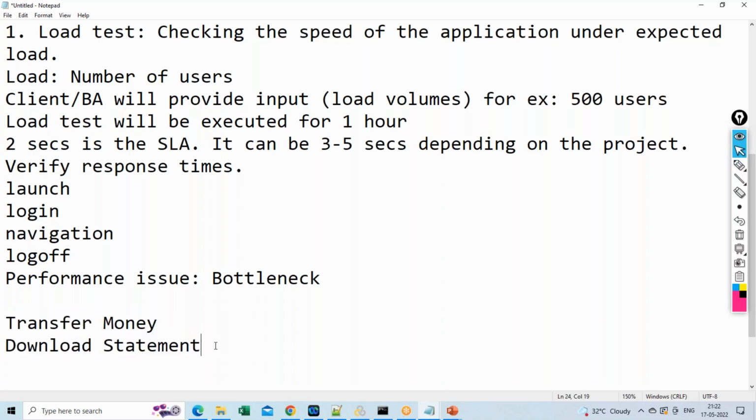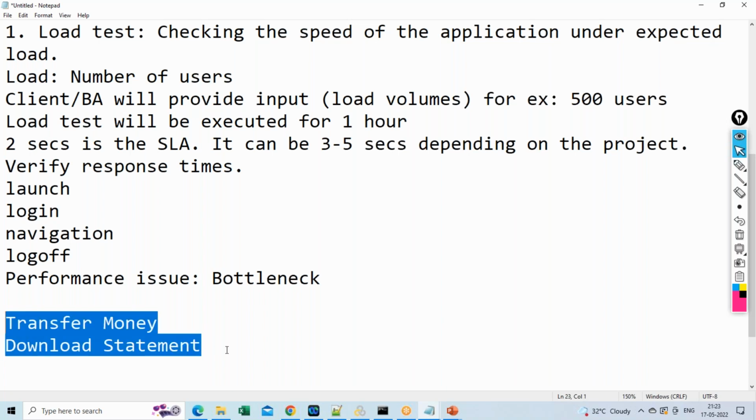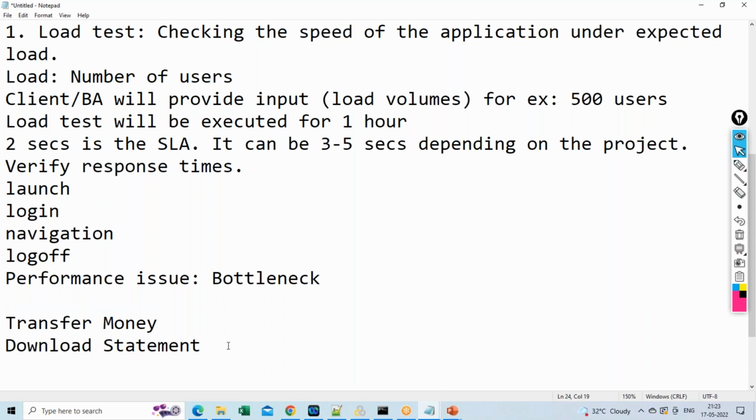So for a bank application, these could be possible critical scenarios. There might be some other scenarios which are not that critical, like changing your account password, or applying for a loan or something like that. Those are very rare. Not every day, every hour do we see users doing the same things.